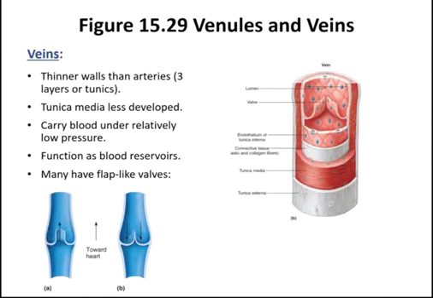When we get to the veins, the walls are thinner than arteries. They have the same 3 layers, right? They have the tunica externa, which is the connective tissue layer, the tunica media, and then we have the epithelial layer on the inside. The tunica media that has the muscle layer is less developed than the artery one. And it's going to carry blood under fairly low pressure in comparison to the artery. And that's one reason that it doesn't have to have that thick of a wall.